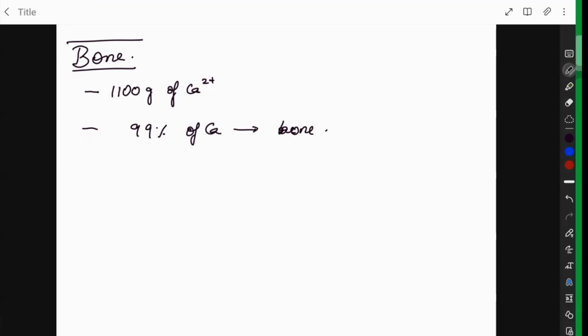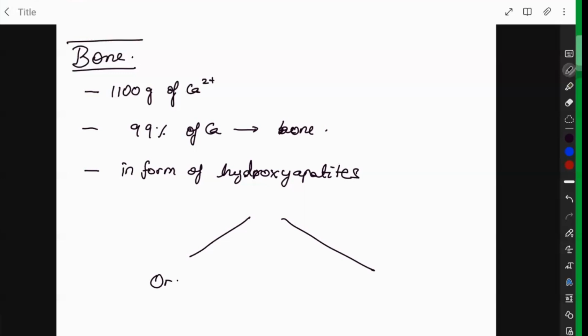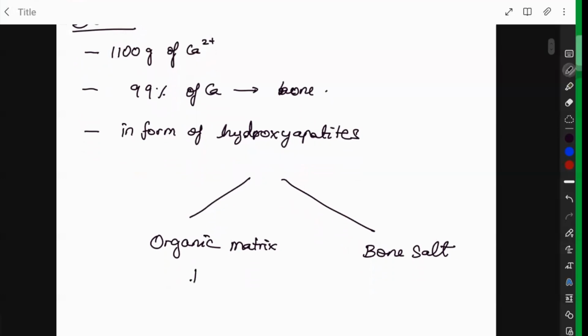Now this calcium in the bone is present in the form of hydroxyapatite. Clear? So your bone has 2 important components. One is your organic matrix and the second is your bone salt. The organic matrix is otherwise called osteoid.